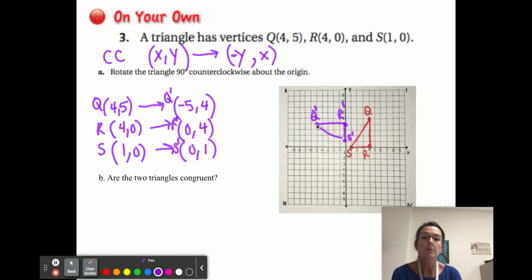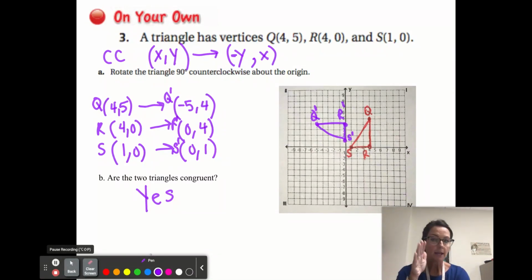Now, it is rotated 90 degrees counterclockwise. And if you look at each point, like S forms a 90-degree angle, R forms a 90-degree angle, and then Q actually does form a 90-degree angle, okay? What we want to know is, are these two triangles congruent? And the answer is yes, they are congruent. So notice that we turned them, but we have not changed the shape at all.